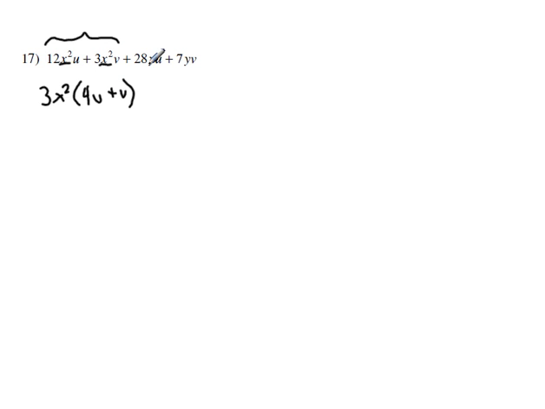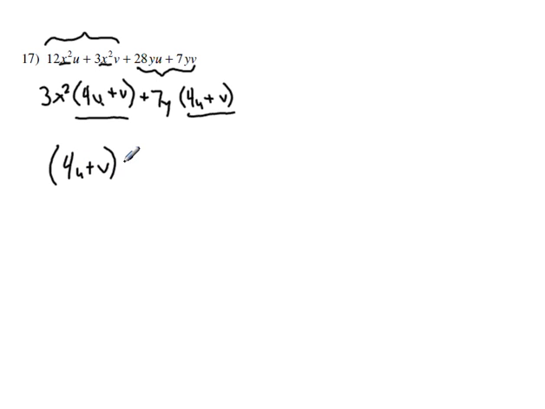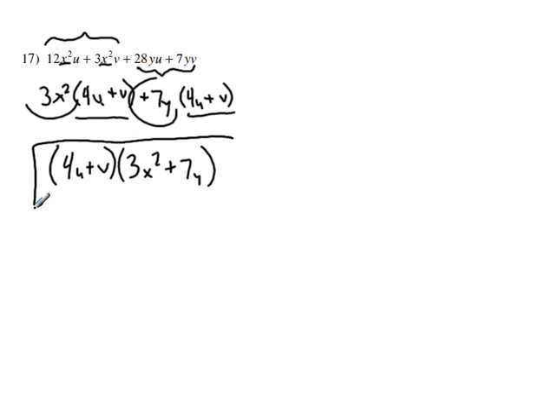In my second binomial, between 28 and 7, I'm going to have a 7. You notice I also have a y in common. So I'm left with 4u plus, if I pull 7y out, v. It's the same thing. Put a little tail on my u so you can tell u's and v's apart. I have the same thing in those two parentheses. So 4u plus v, and in my second set, I'm going to have 3x squared plus 7y. I can't factor either of those further, so at that point I know I'm done.